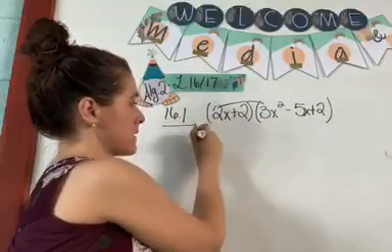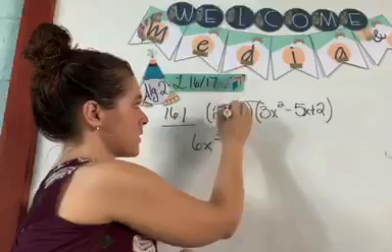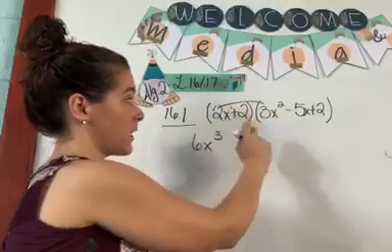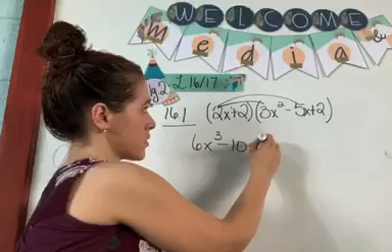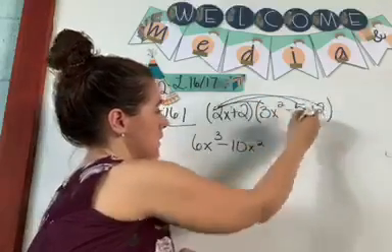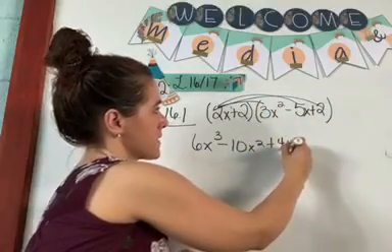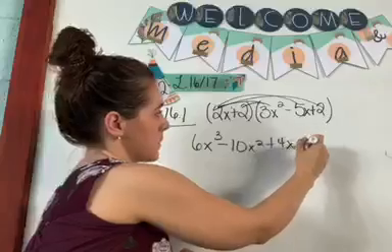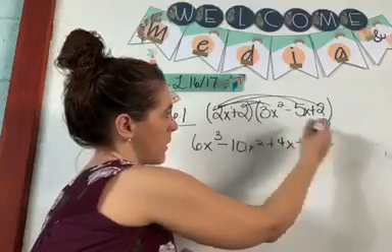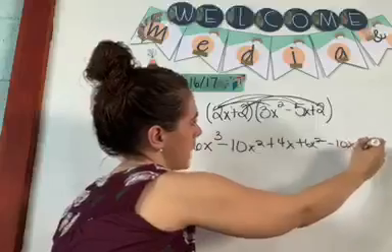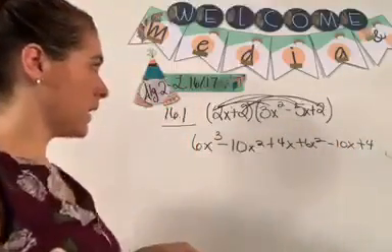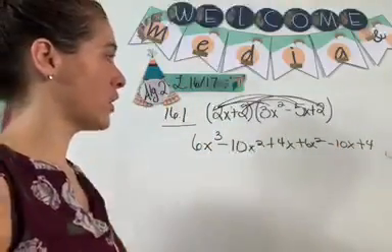2 times 3 is 6x to the third, because this is 1 and 2, so you add those together and it's 3. Then this one over here is negative 10x squared. And this one over here is plus 4x. And this one right here is plus 6x squared minus 10x plus 4. Okay? I know it looks ugly up there, but at least you know that you're hitting everything that you need to.